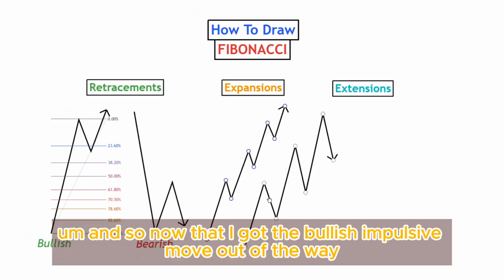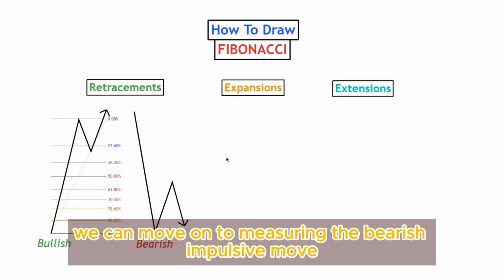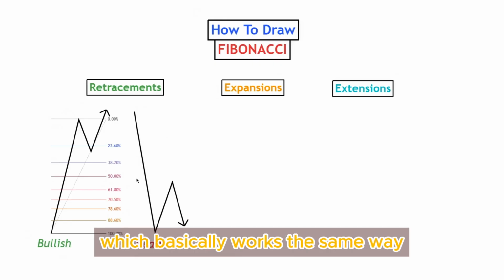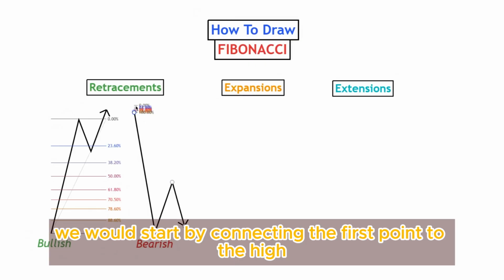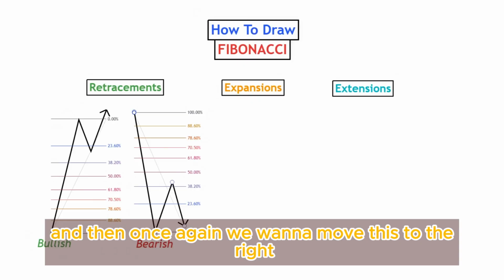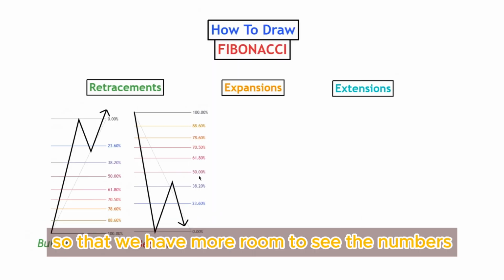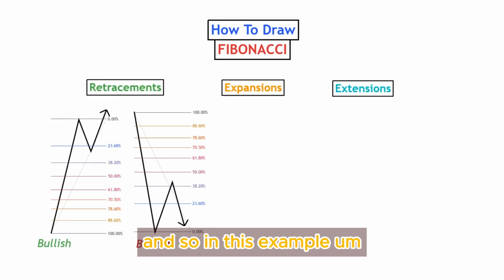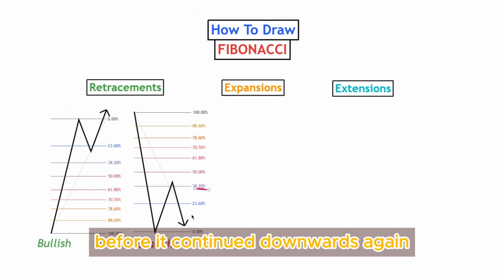And so now that I got the bullish impulsive move out of the way, we can move on to measuring the bearish impulsive move, which basically works the same way, except that instead of starting with the low, we would start by connecting the first point to the high, and then the second point to the low, and then once again we want to move this to the right so that we have more room to see the numbers.